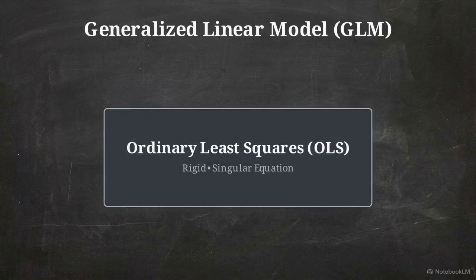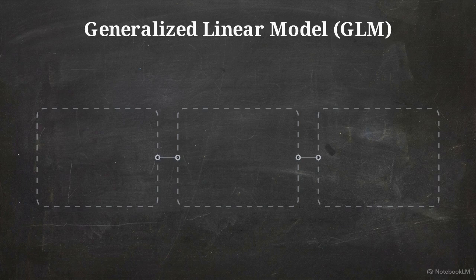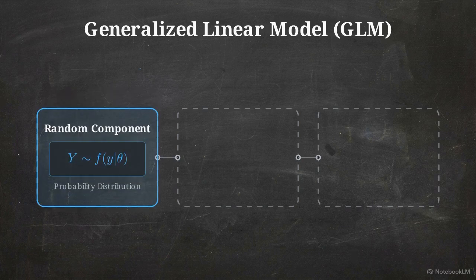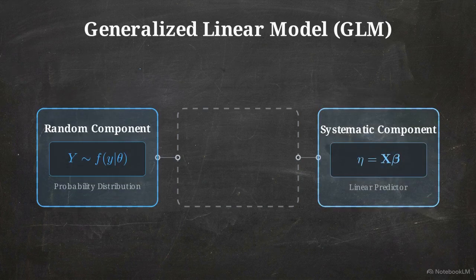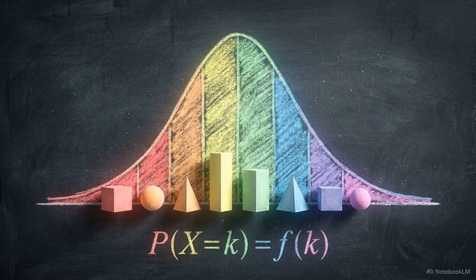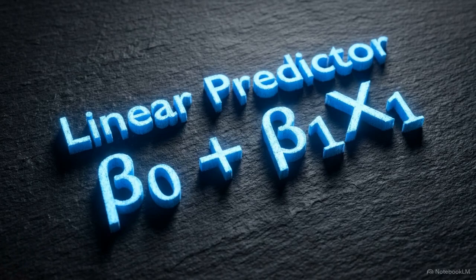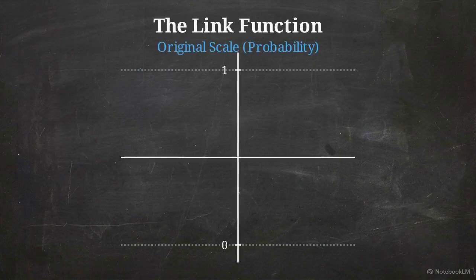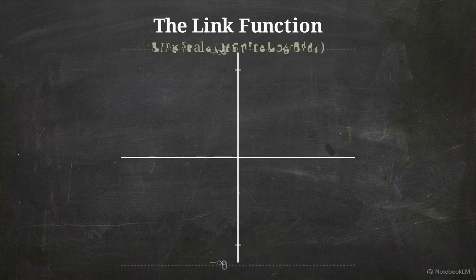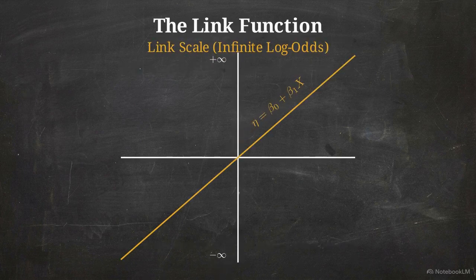The Generalized Linear Model, or GLM, solves this by replacing the rigid OLS structure with three flexible modular components: the random component, the systematic component, and the link function. The random component specifies the probability distribution from the exponential family, like binomial or Poisson, that actually matches the data. The systematic component remains the standard linear predictor combination of our variables. The link function is the mechanical engine. It maps bounded responses onto an unbounded scale, where the linear systematic component operates safely.